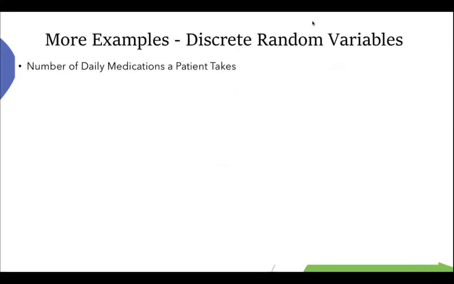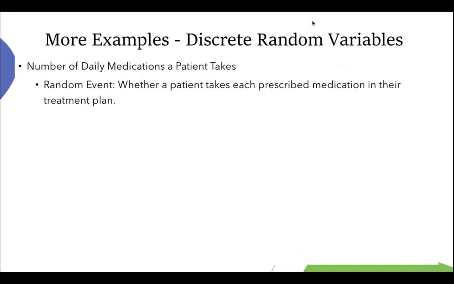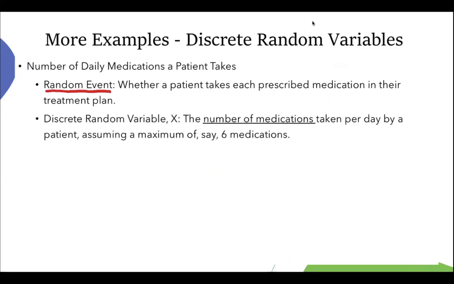More discrete random variables. Let's count the number of daily medications a patient takes. Let's associate this with a random event, whether the patient takes each prescribed medication in their treatment plan. The discrete random variable X represents the number of medications taken per day by a patient, assuming a maximum of, say, 6 medications. And the values of X: X can be anything from 0, not taking any medications at all, up to 6.